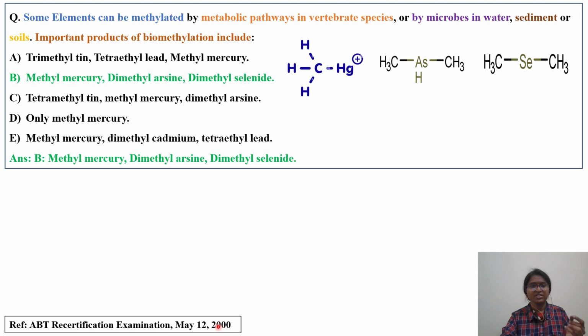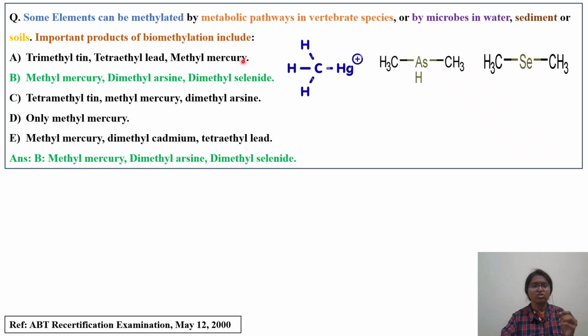The question is: some elements can be methylated by metabolic pathways in vertebrate species or by microbes in water, sediment or soil. Important products of biomethylation include... So what we need to identify is which of the following elements will undergo biomethylation. The pathway might be anything. It is different in vertebrates, and it is different in microbes in water, sediment or soil.